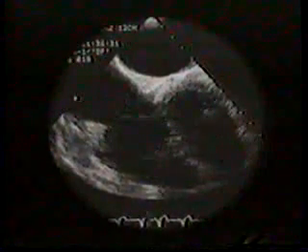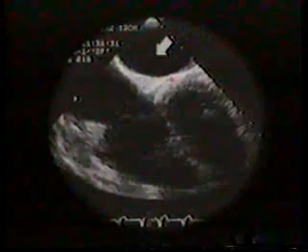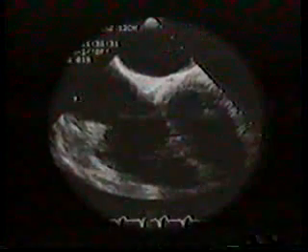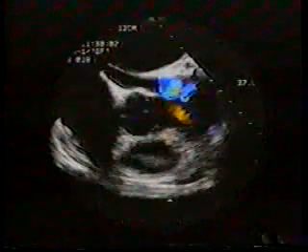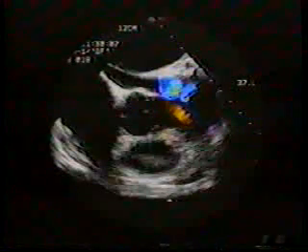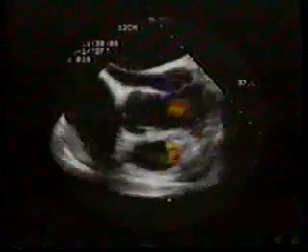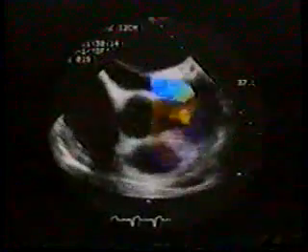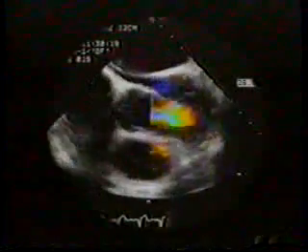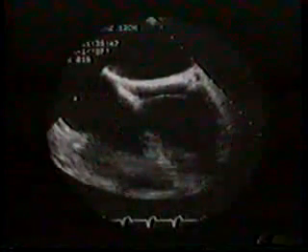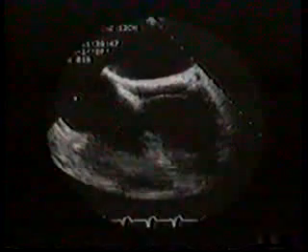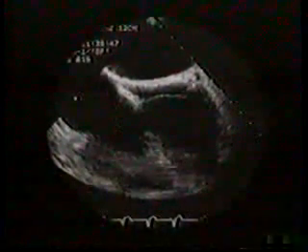Scanning inferiorly, the cyst occupies the usual position of the left atrium. Color flow imaging confirmed that there was no communication with the heart, as no color appeared within the cyst. The differential diagnosis for a cyst in this position includes pericardial cyst, duplication cyst of the esophagus, and bronchogenic cyst.